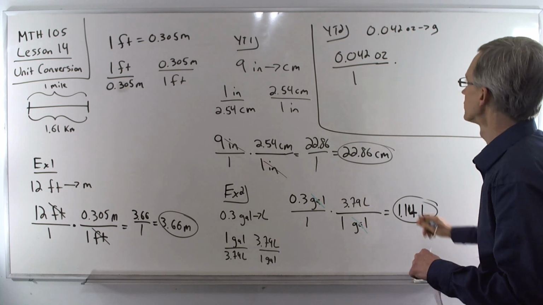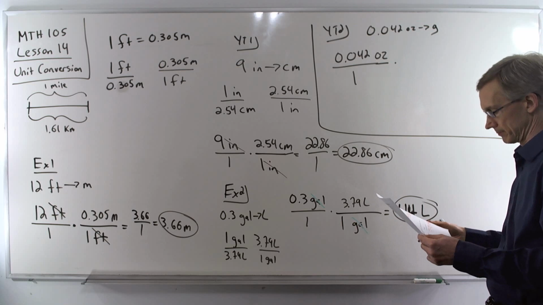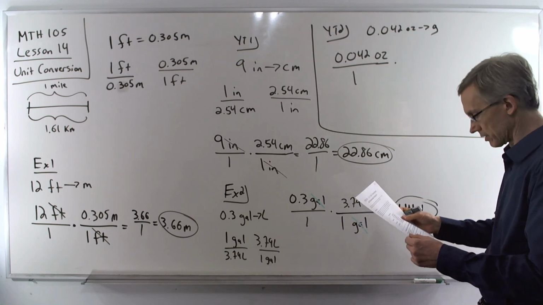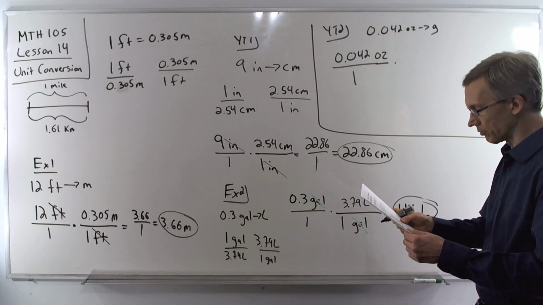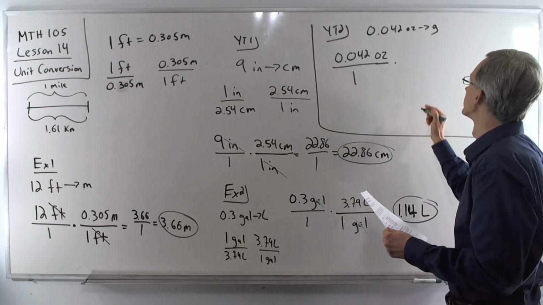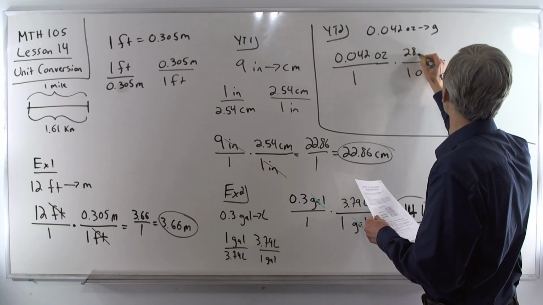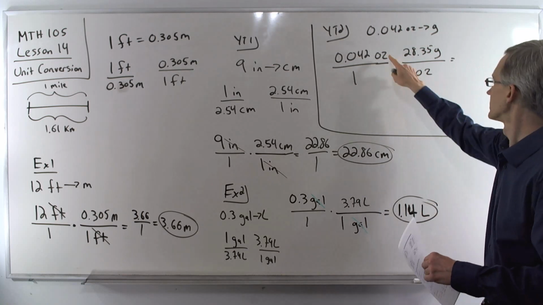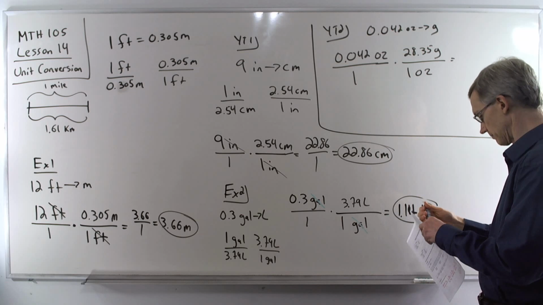All right, first fraction, 0.042 ounces over 1. Now we need a conversion factor between ounces and grams. So from the table, the units of weight, 1 ounce equals 28.35 grams. Ounces on top and bottom, so those are going to cancel out, leaving just grams.